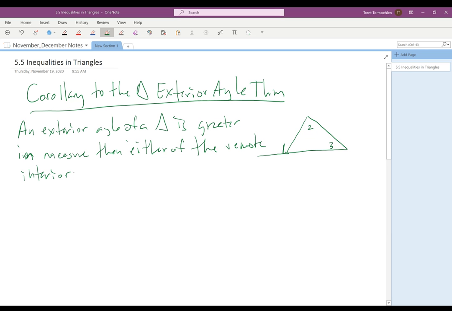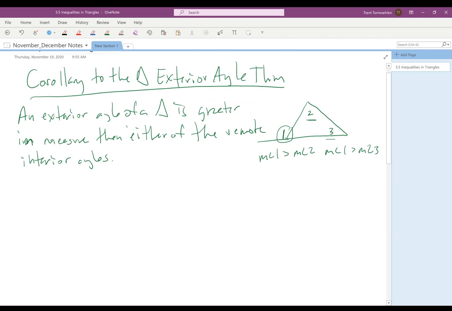And so the nice thing about that is we know it's true because the measure of angle 1 is equal to 2 plus 3. If 2 and 3 both have value, if you take away one of them, then the measure of angle 1 needs to be greater than that. So that's all this is saying: the measure of angle 1 is greater than angle 2, or the measure of angle 1 is greater than the measure of angle 3. That is what this theorem is telling us.